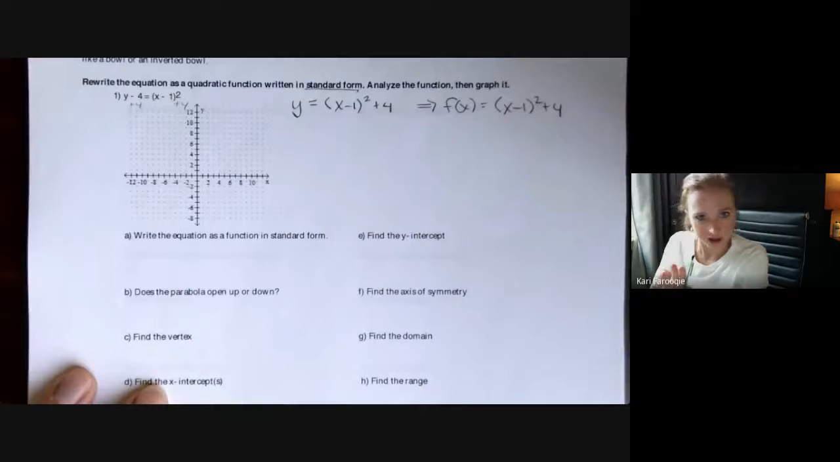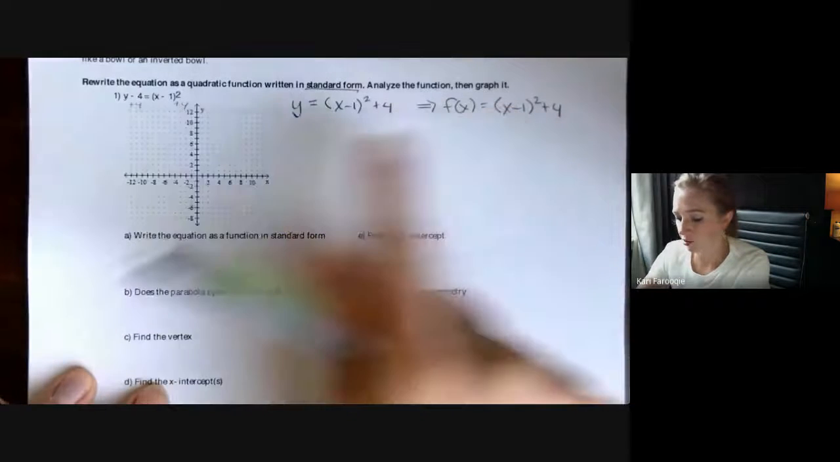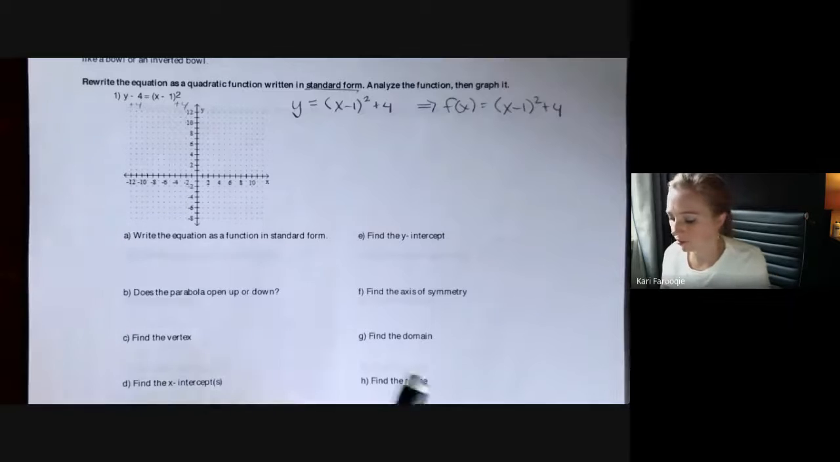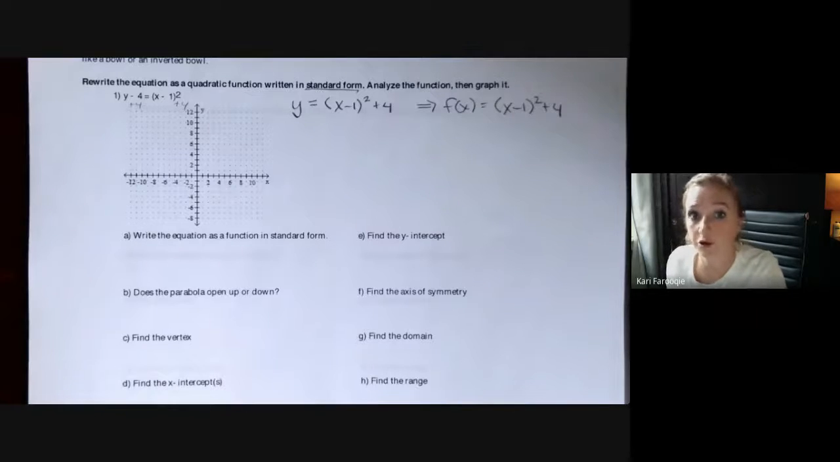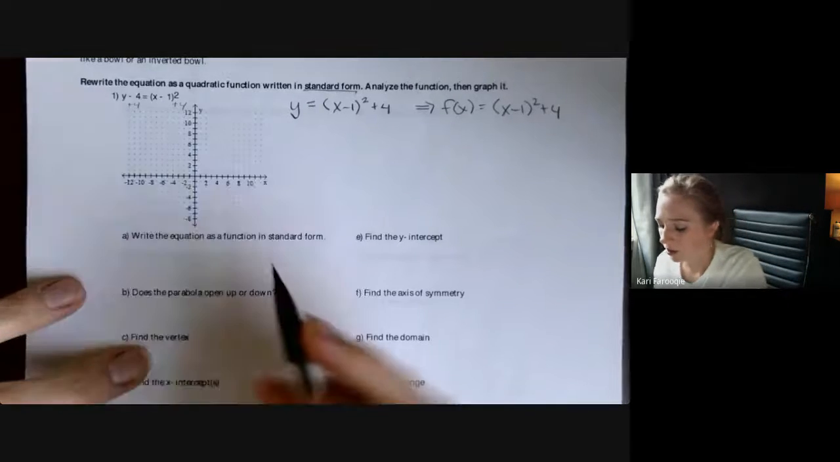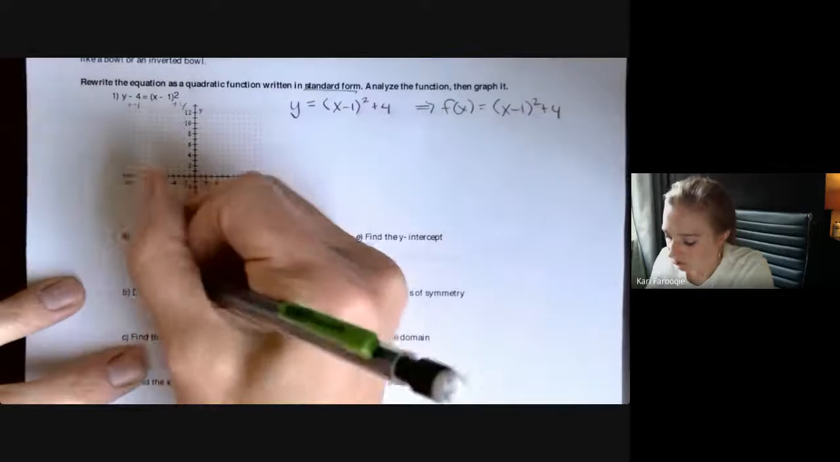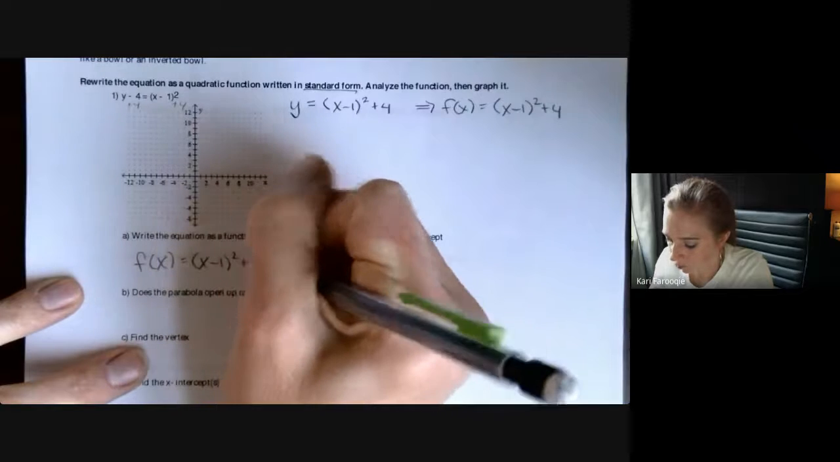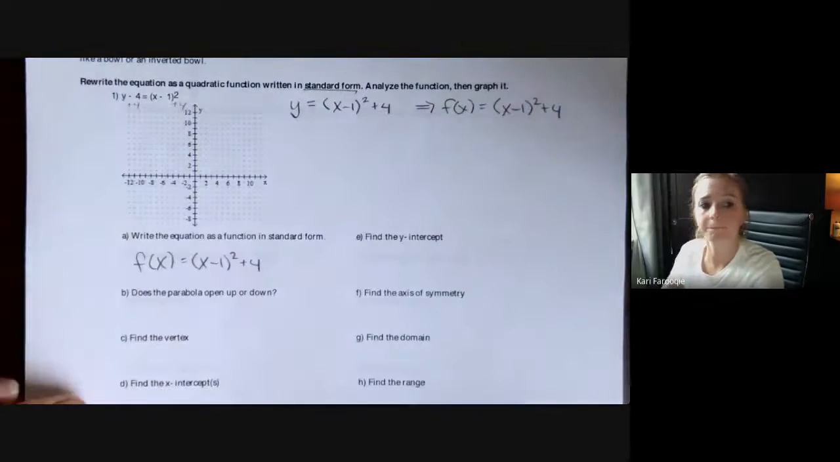Now, officially, yes, you could technically use your transformations to graph this parabola and then you'd be done. But we're going to be answering all these questions and then pulling this all together. So let's go ahead and answer the questions and then we'll graph the function. Write the equation as a function in standard form. We already did that, where we had a little more space up top.